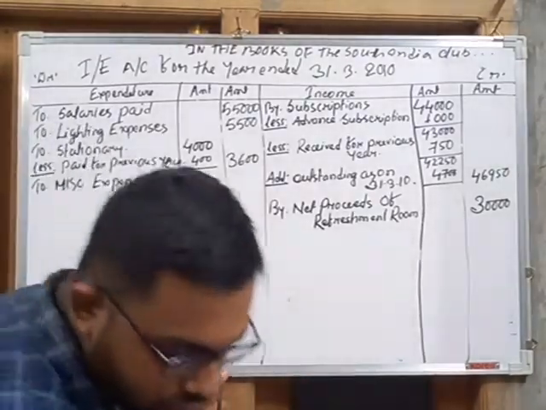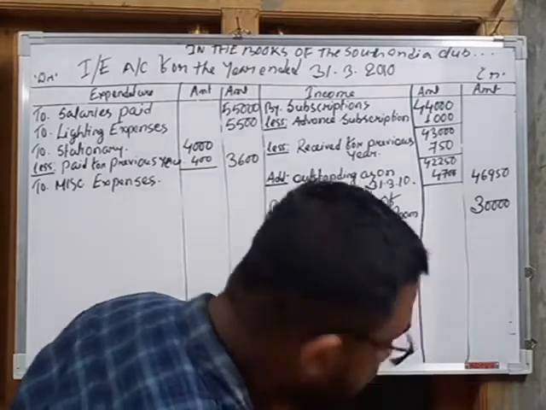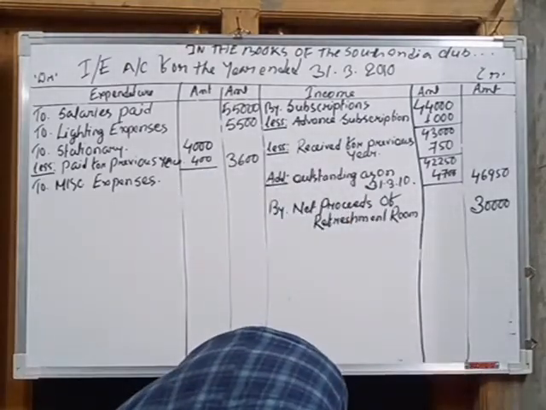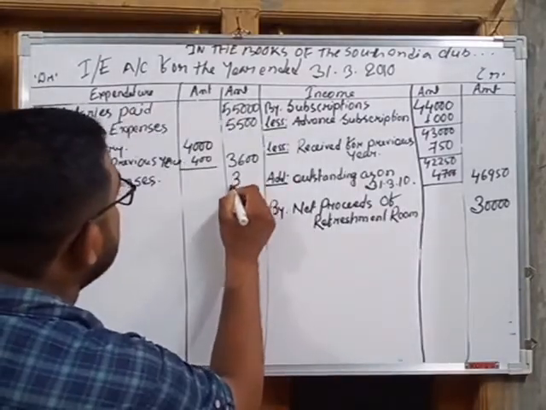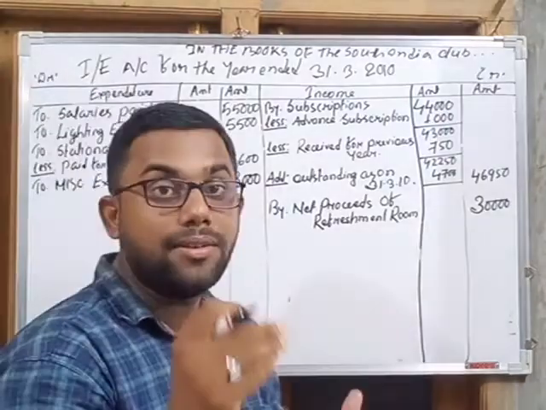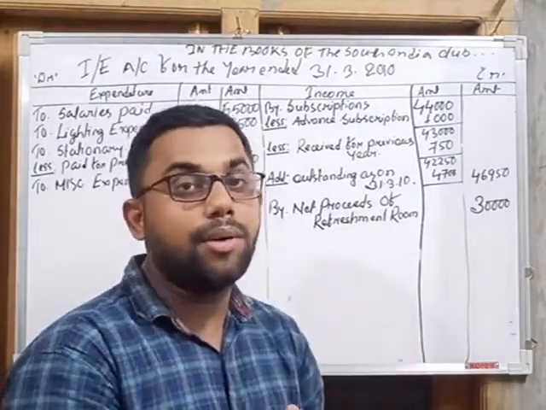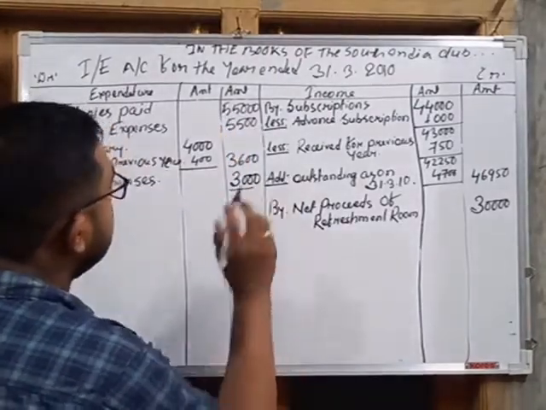Miscellaneous expenses is rupees 3,000. Please check in the question what I have written, whether it is 400 or 3,000. If 400, then the actual amount is rupees 3,000.